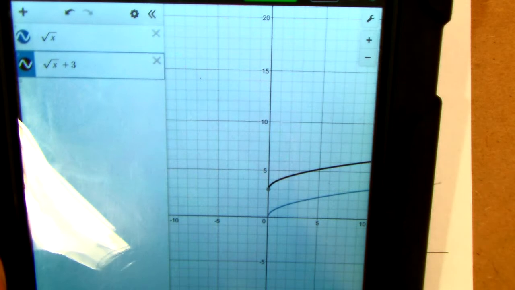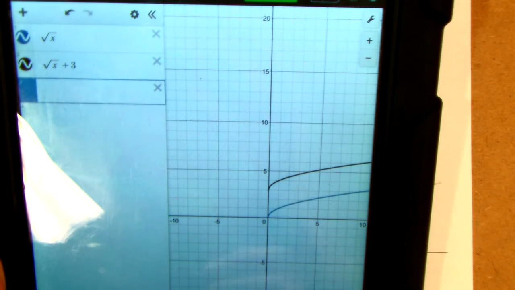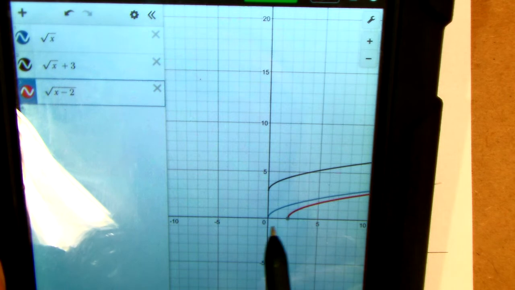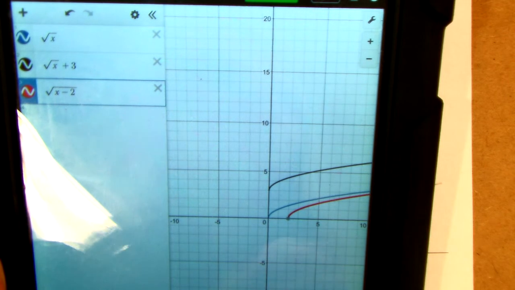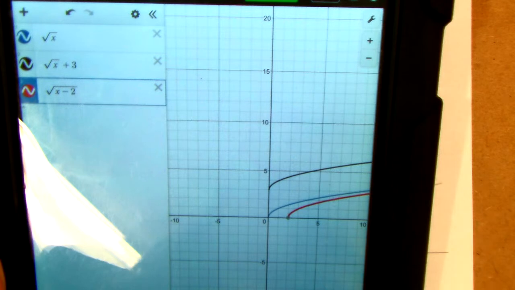Okay, so how about inside of the parentheses? Now we don't have parentheses, but I do have a square root. So if I do x minus 2 in there, see how it moves it over to the right 2? And remember, that's our h. So it's the opposite. It's x minus h. So if it's minus 2, h is positive 2. If it would have been plus 2, that would move it to the left.